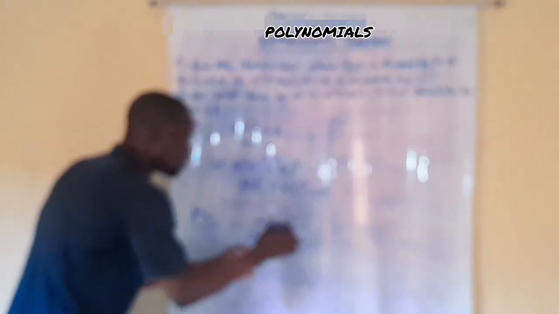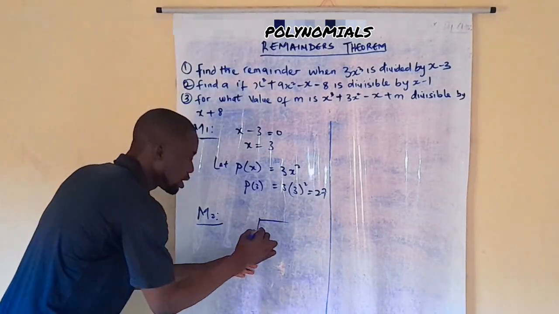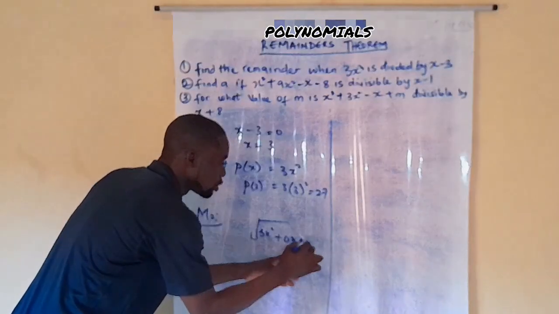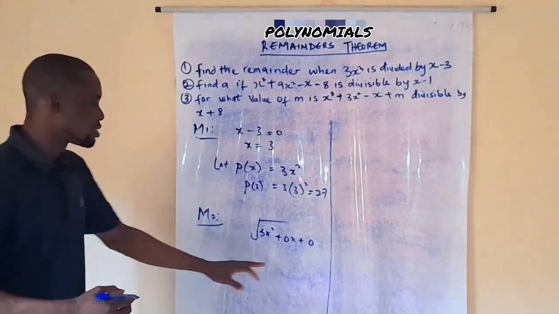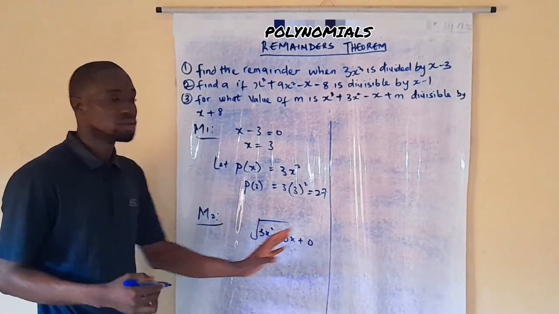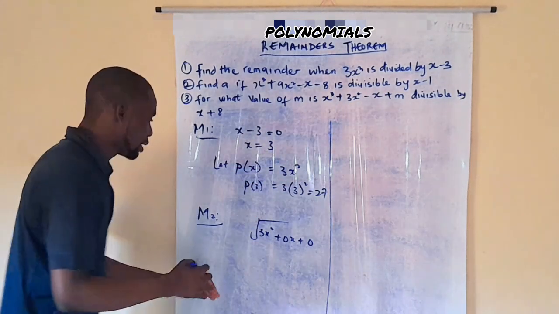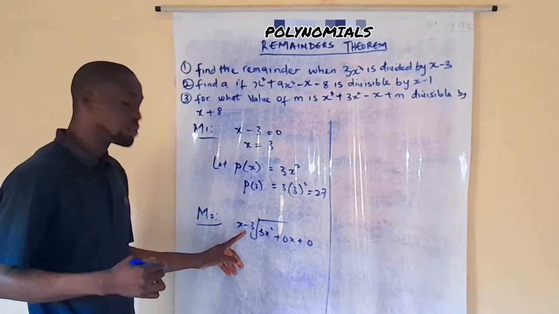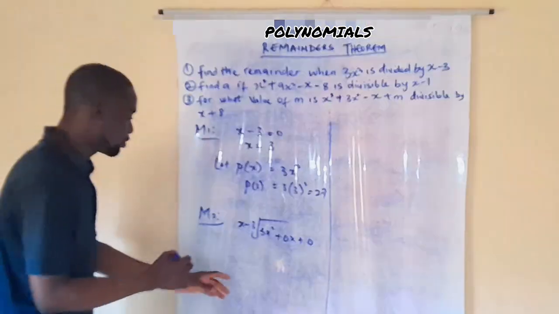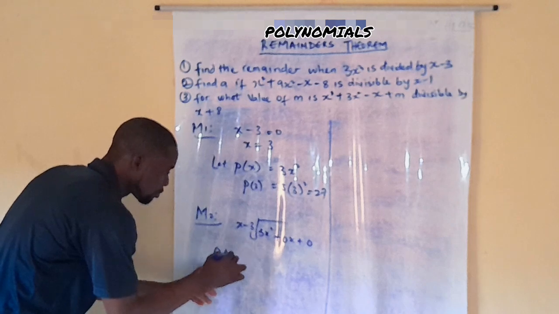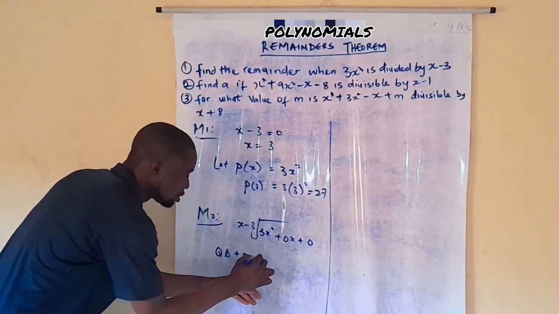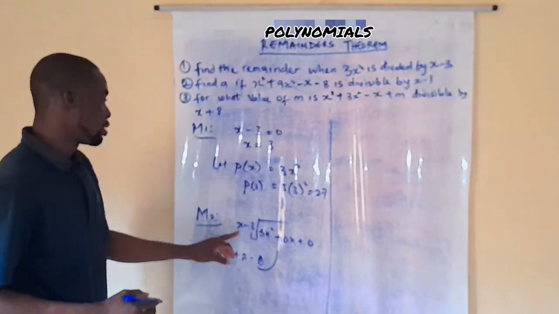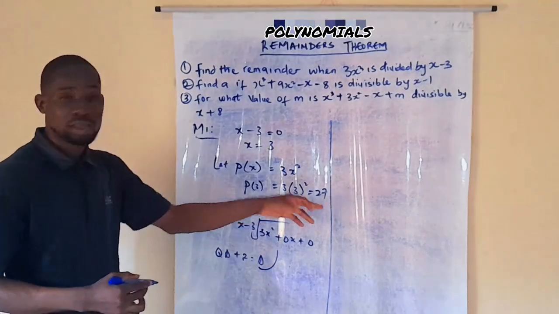Second method is to say M2. Let's divide. So this is the long division method. I have 3x squared plus 0x plus 0. Why did I do it like this? For us to easily see our solution very clear. Then it's divided by x minus 3. Now, x minus 3 is acting as the divisor. In polynomial, we have quotient times divisor plus remainder will give us my dividend. Dividend is this. Divisor is this. My quotient is this. The remainder is what I will get.